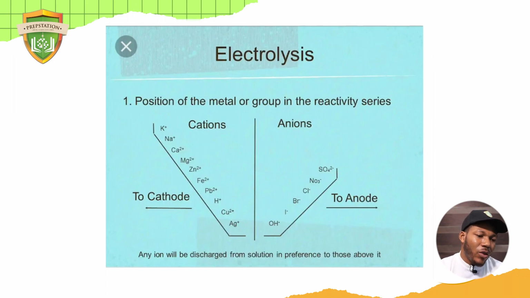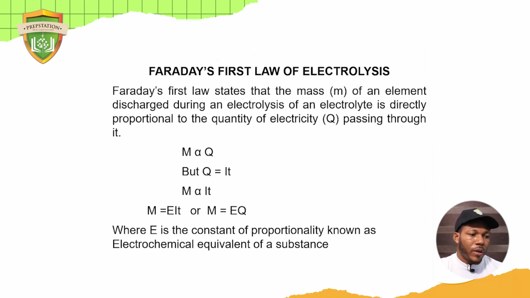So here at the anode, it is oxygen gas that is produced, while at the cathode, it is hydrogen gas that is produced. Please consult your textbooks and see the reaction that takes place. Now let's move to the next thing, which is the laws of electrolysis.